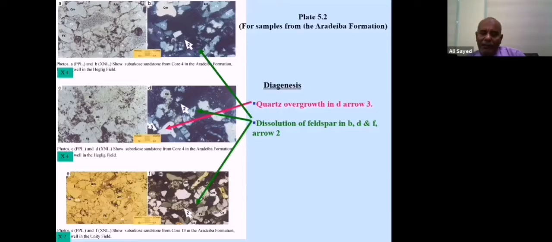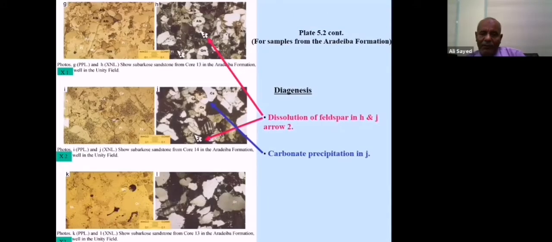That one is in Bantu. And also here you can see in the Aradeba formation the solution of hydrocarbon throughout the study.